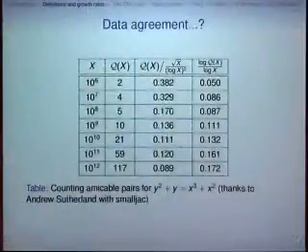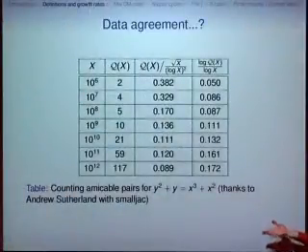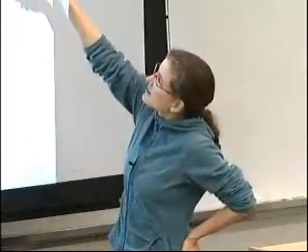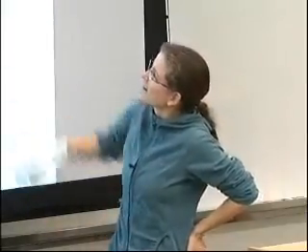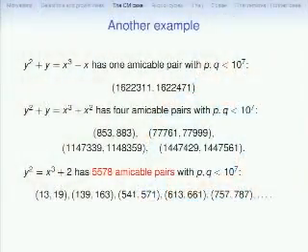So we could compare our counting function to root x over log x squared, and I'm not sure that the data is very convincing. We could compare it to log x there. This should go to like a half or something. Not very convincing. So we just don't have enough data to even know. Okay? But let's look at another example.